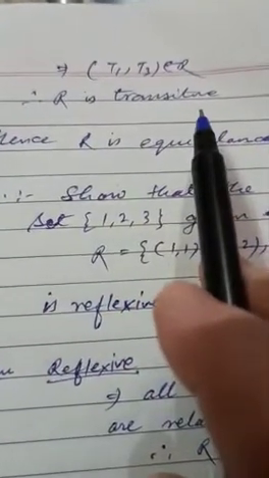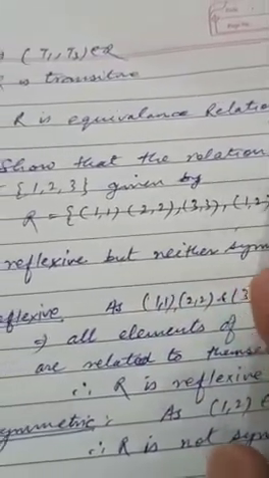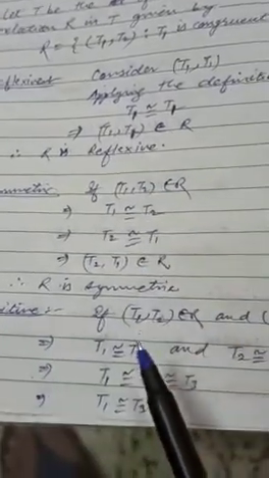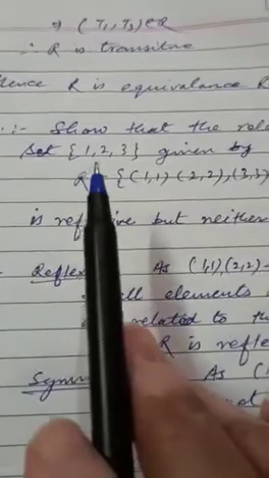R is transitive. Hence R is equivalence relation because it is reflexive, it is symmetric, and it is also transitive. Now there is another example.